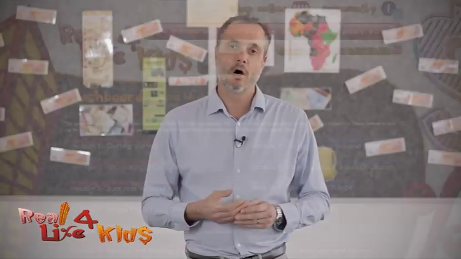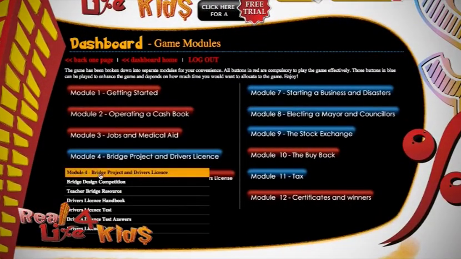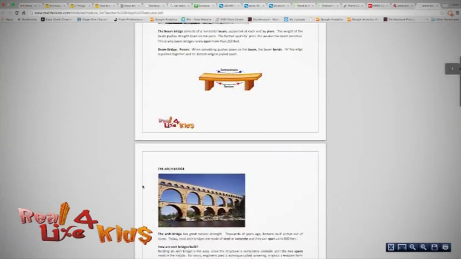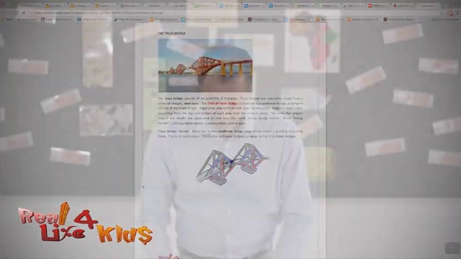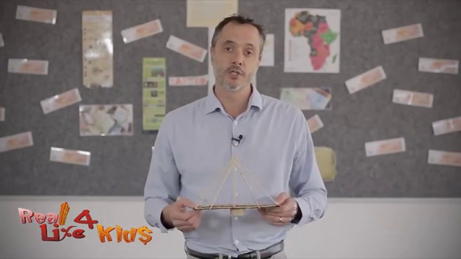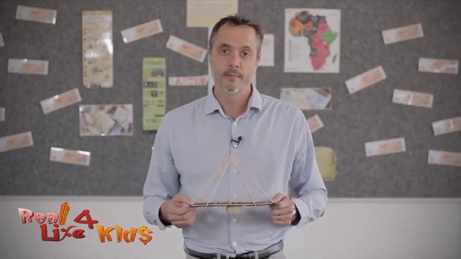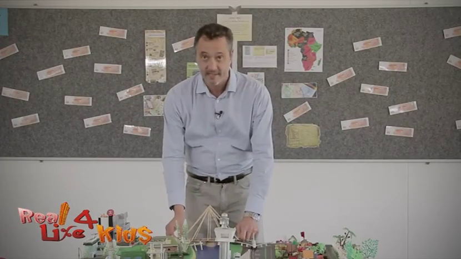On the website are loads of resources in terms of bridge design and construction for the teachers to use. During the competition, the winning bridge not only will receive a cash prize, but will also get the honor of placing their bridge on the board for the duration of the game. There are second prizes, as well as third prizes, as well as creativity prizes. See the website for further details.